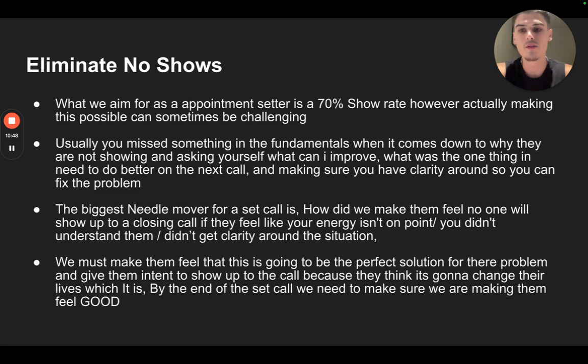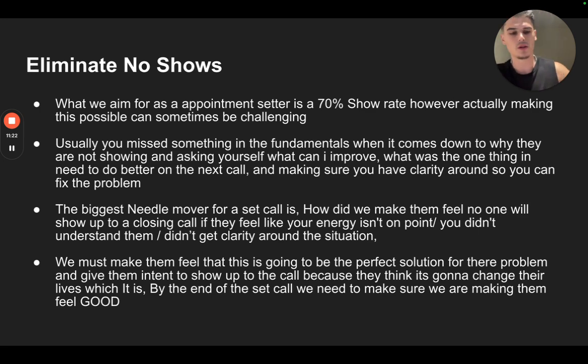So the biggest needle mover for a set call is, how do we make them feel overall? Because if they're feeling good and they feel like we can actually help them, they will show up to the closing call. And if they feel like your energy isn't on point, you didn't understand them, didn't get clarity around the situation, they won't. We must make them feel that this is going to be the perfect solution for their problem and give them intent to show up to the call because they think it's going to change their lives.